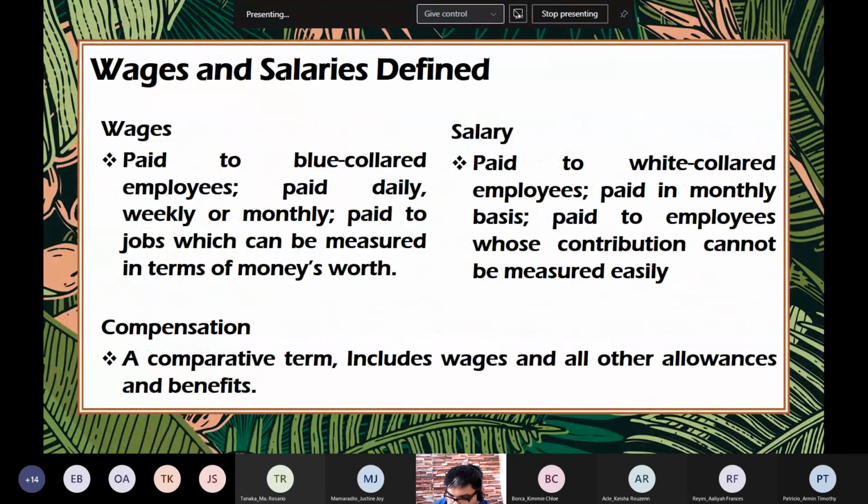Wages and salaries defined. So, sino pa ba yung hindi ko natawag? Almendares, kindly read wages. Wages paid to blue-collared employees, paid daily, weekly, or monthly, paid to jobs which can be measured in terms of money's worth. Okay. Wages, ito yung alam natin sa Tagalog na sahod. No? They are paid daily, weekly, or monthly. Pero usually, weekly. Bihira yung daily. Bihirang-bihira yan.